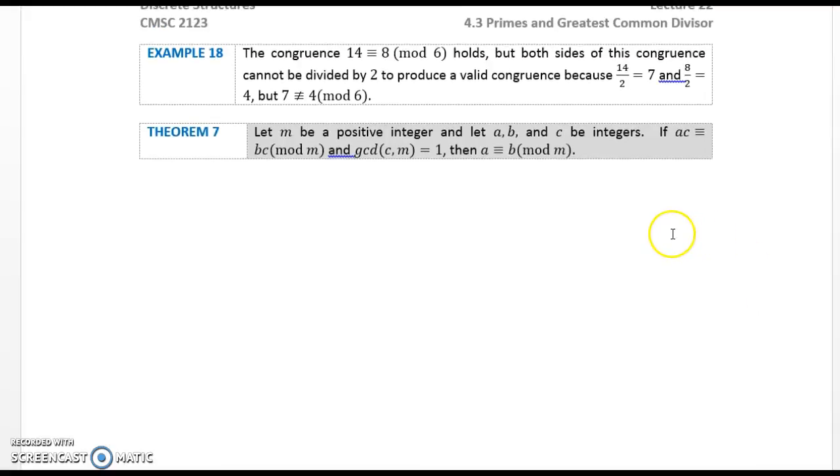Theorem 7. Let m be a positive integer and let a, b, and c be integers. If ac is congruent to bc mod m and the GCD of c and m is equal to 1, then a is congruent to b mod m. And that concludes our lecture.